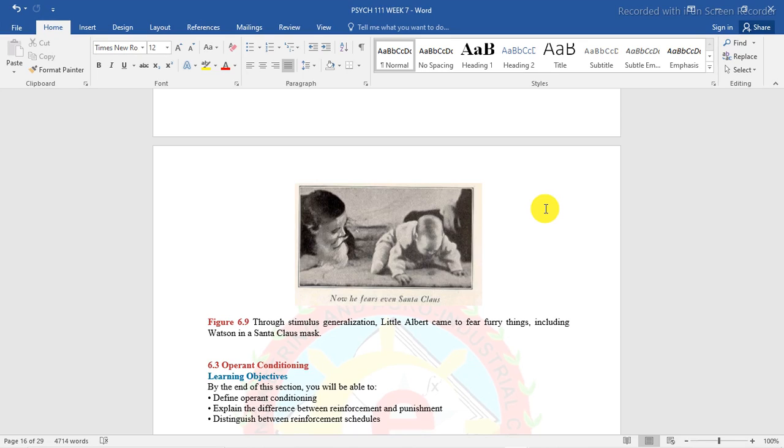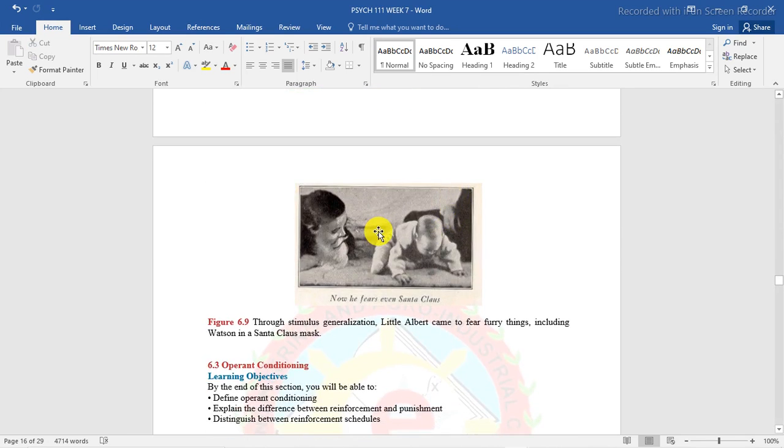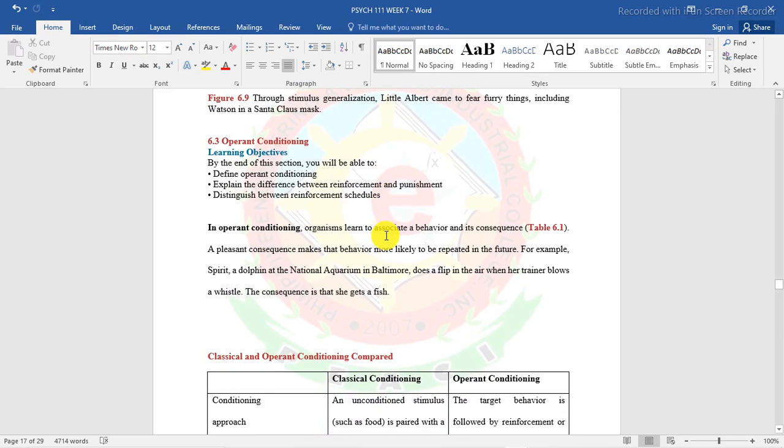So, maybe you're going to have to read all about din sa behaviorism kasi medyo mataas din siya na topic. Pero ito yung idea nila, that may conditioning pa rin, that even fear can be conditioned. Okay, ito yung si Little Albert, subject ng first experiment.